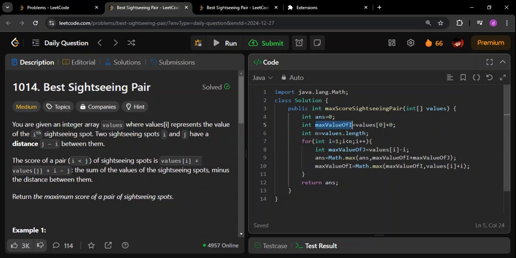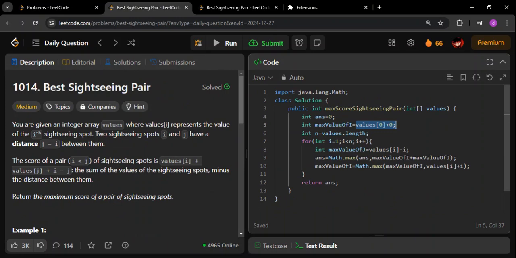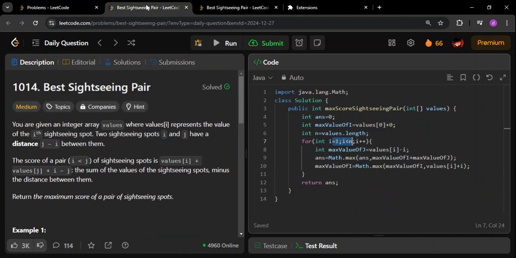I've kept the names also the same for your convenience. Okay, exactly the same. So the max value of I initially is going to be the 0th value, that is what I've shown you here. This is the one. Then we are starting from 1 till n minus 1. Why like that? Because if you see, j can start from 1 to n minus 1. For that reason I'm starting from 1.